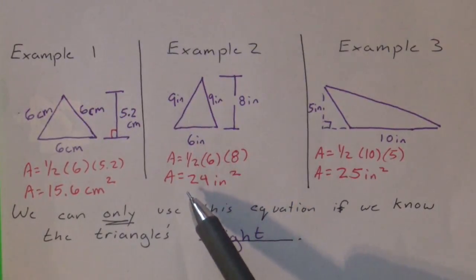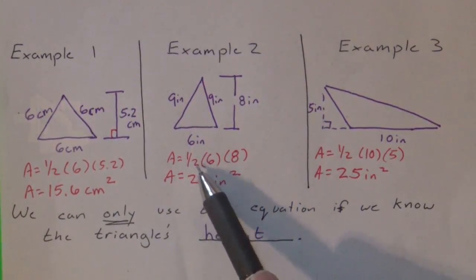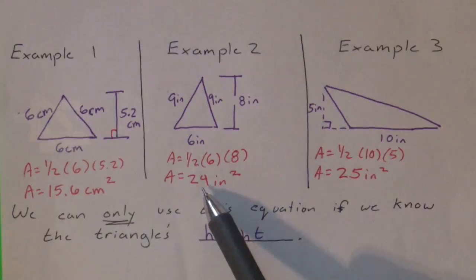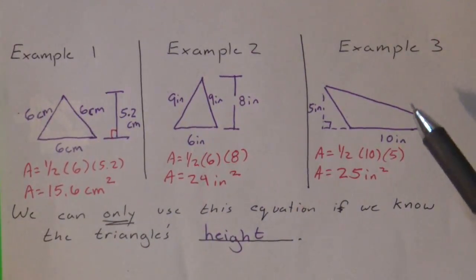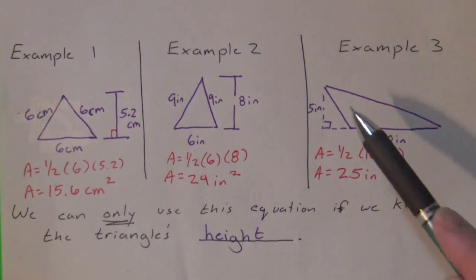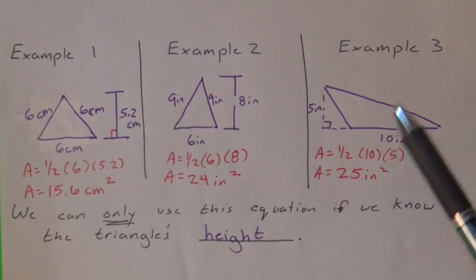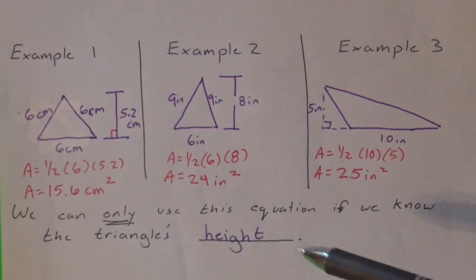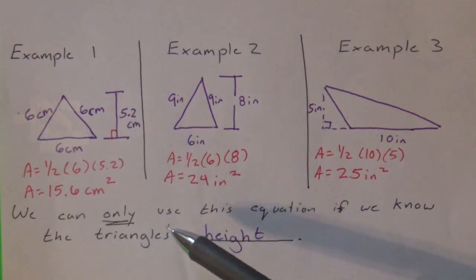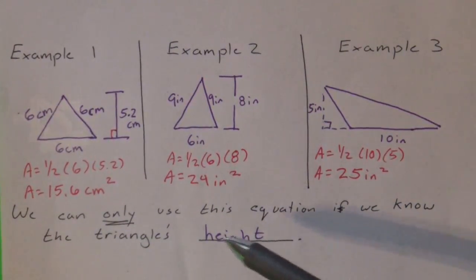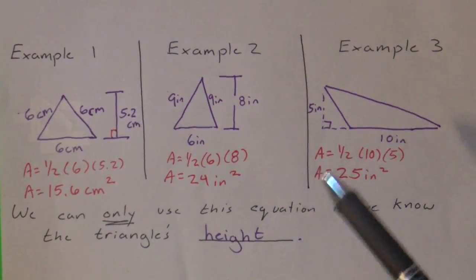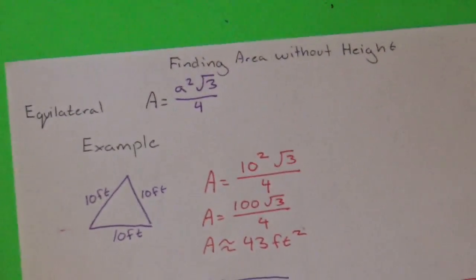This problem, I have an isosceles triangle, but I know the height, so I can use area equals 1/2 base times height. So area is equal to 1/2 times 6 times 8, and I get 24. And then lastly, here's my scalene, where I know the base, I know the height, I use my same equation again, and I get 25. Remember, just like I told you in class, we can only use this type of equation when we know the triangle's height.